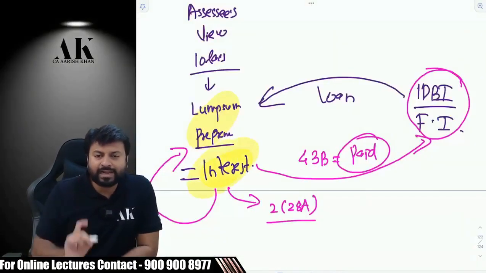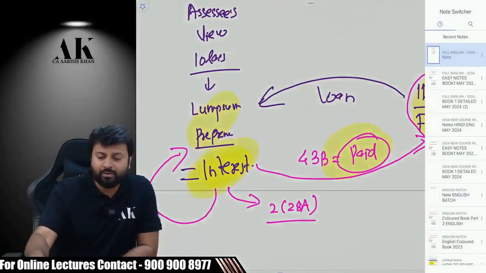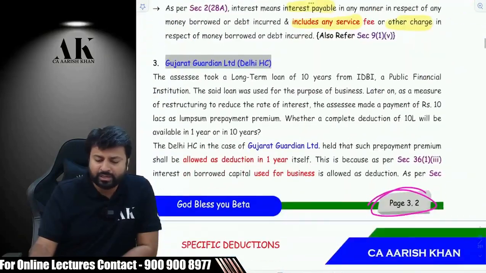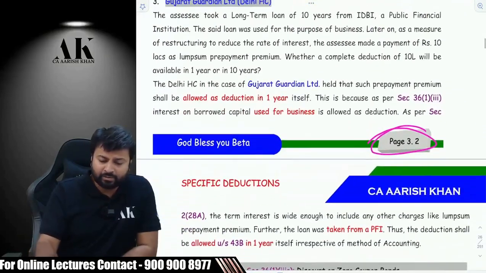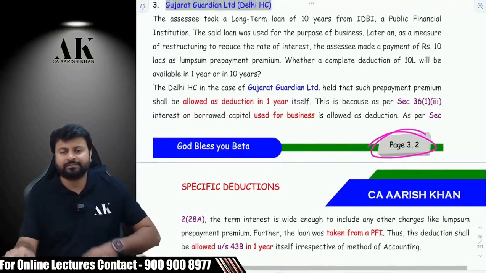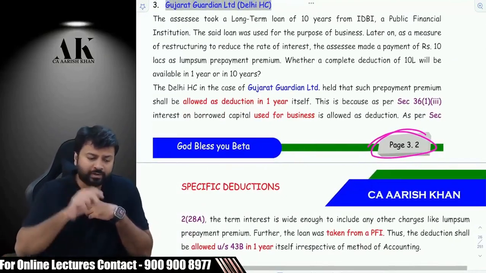And once it is proved that this is interest, we have to prove that the loan is taken from IDBI, a financial institution in India. The answer is yes. And if yes, this prepayment premium will be allowed in how many years? It will be allowed in one shot itself. Are you clear? So this is a beautiful judgment given by Delhi High Court in the case of Gujarat Guardian Limited. You can read the judgment below, please. Very important judgment. Already 2 times ICAI has asked this.